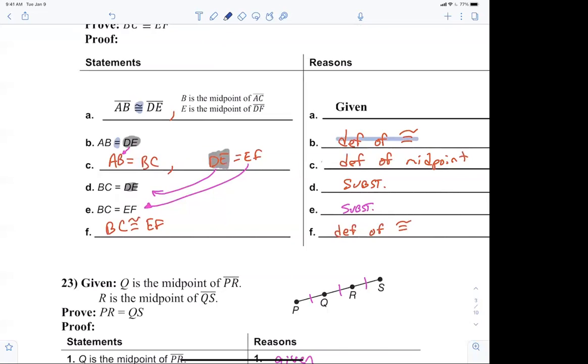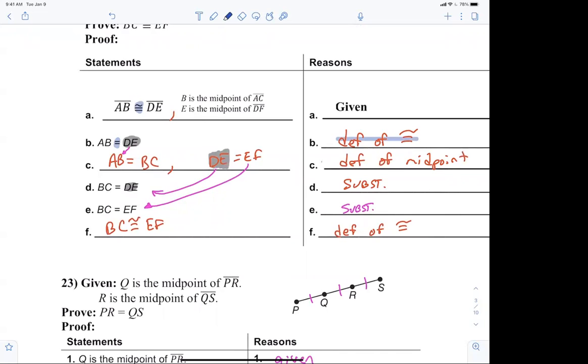But what if you're changing the congruent sign? I told you that over and over. It doesn't matter. I said I think it should be different. But every geometry book says, if you're going from equal to congruent or congruent to equal, it's always definition of congruence. Always.